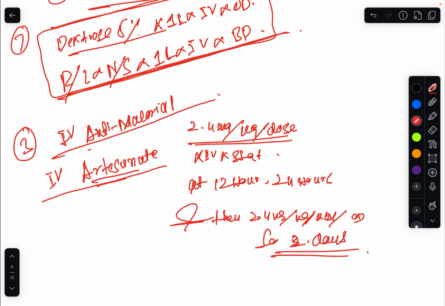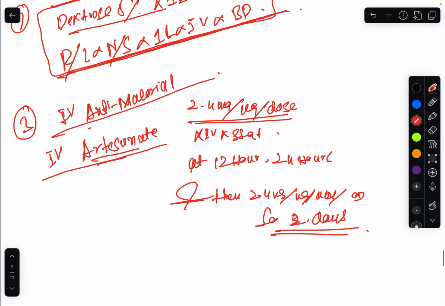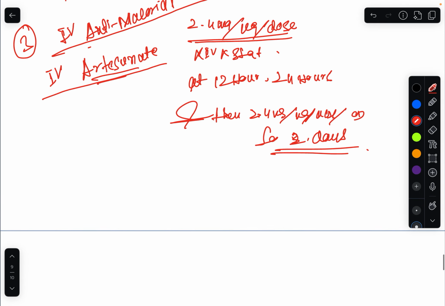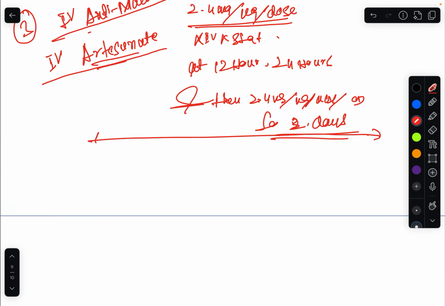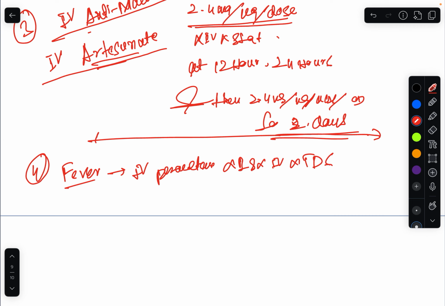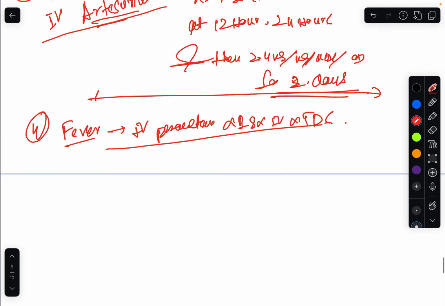So this is how we give anti-malarial. The drug of choice in severe malaria is IV artesunate, 2.4 mg per kg per dose IV stat, then at 12 hours, and then at 24 hours, and then 2.4 mg per kg per dose OD for 2 more days. Then for fever, we can give IV paracetamol, 1 gram IV TDS.